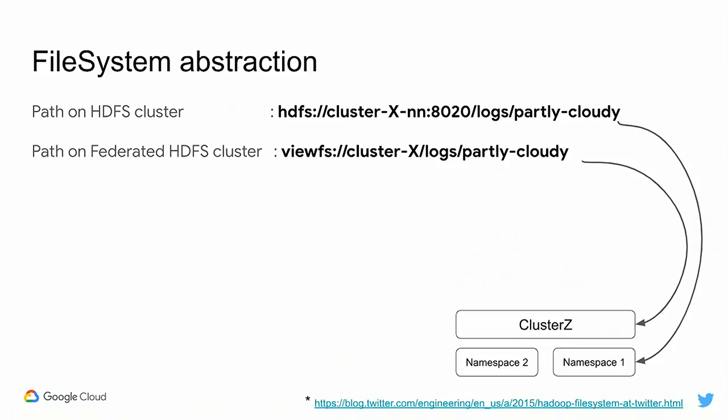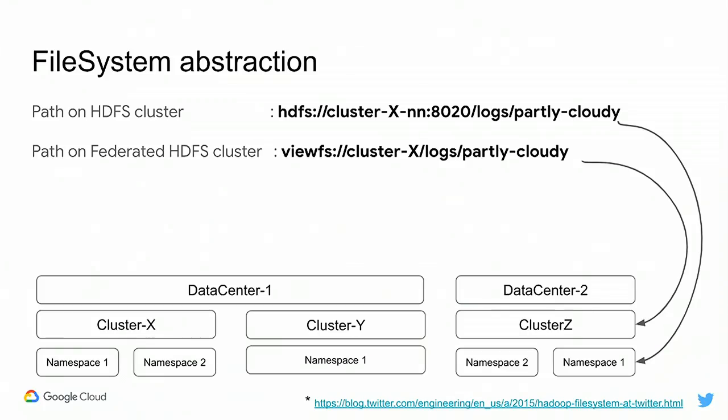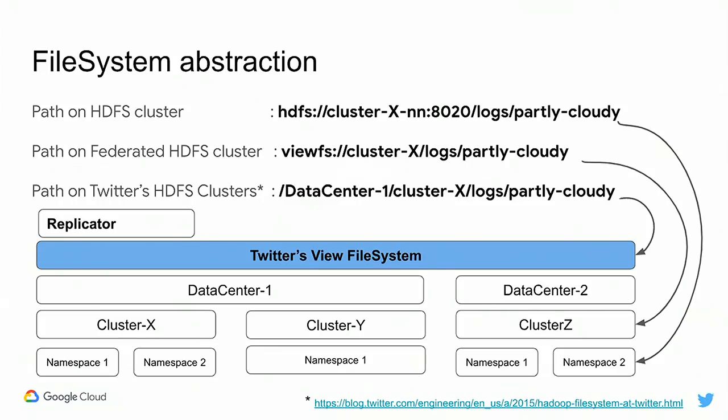In this example, we are following /logs/partlycloudy. Partlycloudy is also the project name which we use for this effort. At Twitter, as I said, we have multiple clusters and multiple data centers. So what we ended up doing was extending that view file system into something we call the Twitter view file system.